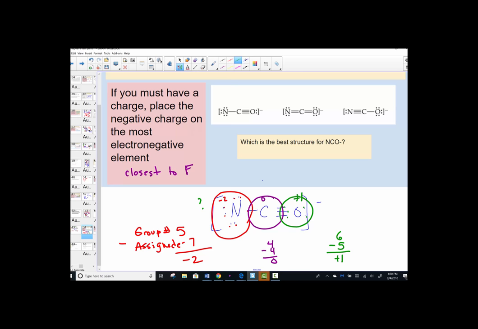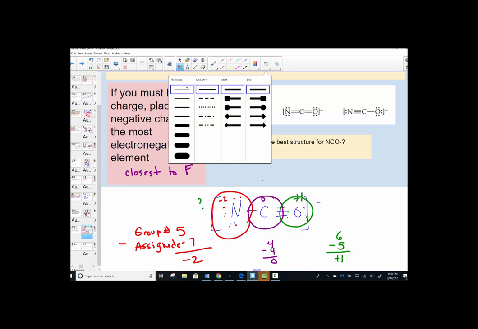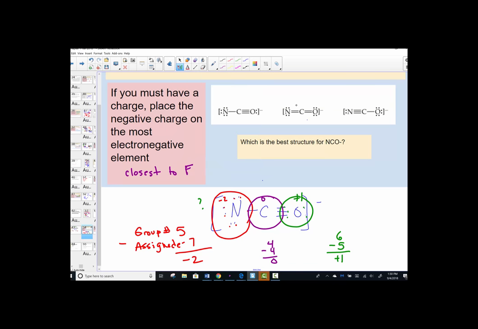How about back to the second structure, N double bond C, double bond O. Draw a circle. Nitrogen lives in group 5. 1, 2, 3, 4, 5, 6. It has a formal charge of minus 1. Carbon still at 0. Let's do the same for oxygen. Oxygen lives in group 6. Draw a circle. 1, 2, 3, 4, 5, 6. Formal charge of 0. Okay, better than the first.